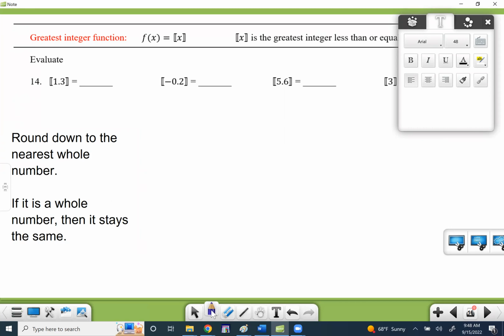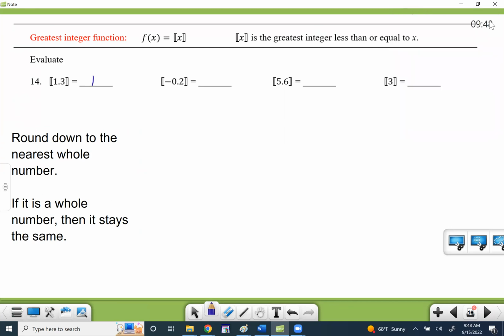So for example, 1.3, well, I'm going to round down to a 1. 5.6, normally you'd think round up. No, this always works as rounding down. And 3 is already a whole number, so it'll stay the same.